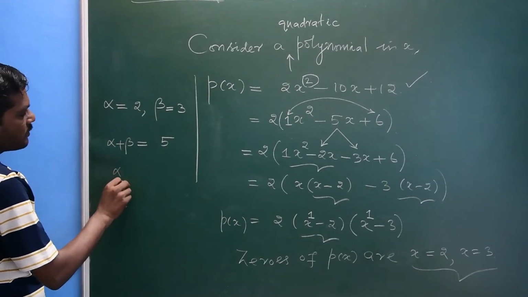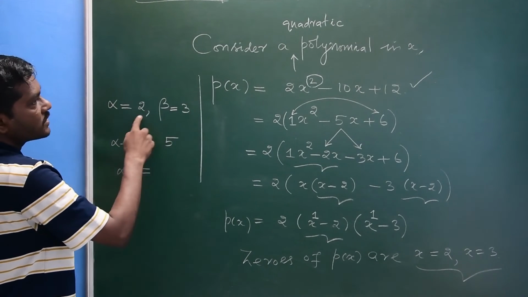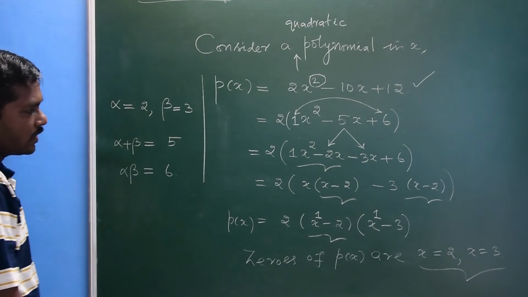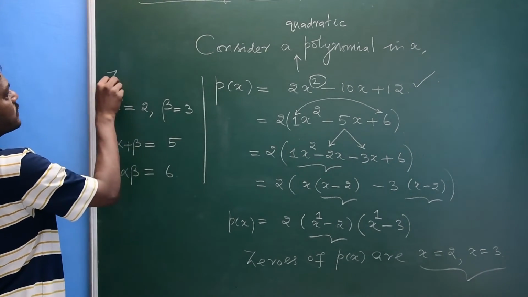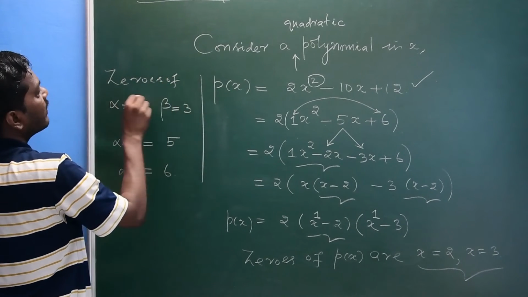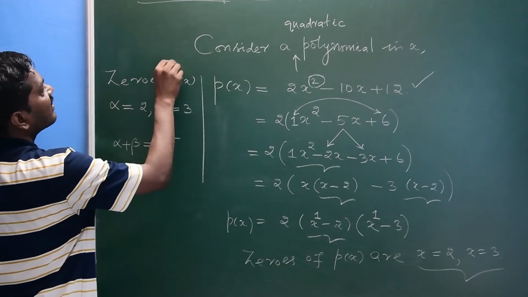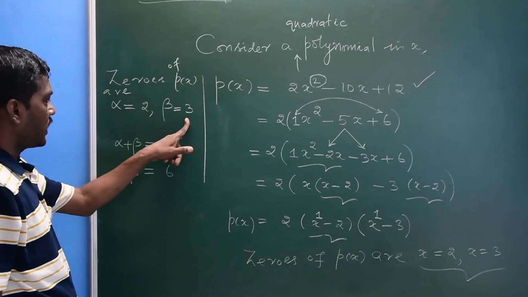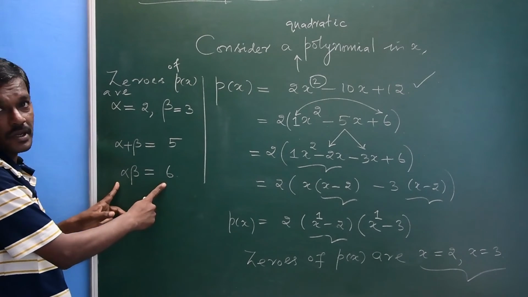And alpha times beta, the product of the zeros, is 6. So when you add these two zeros, the zeros of p of x are alpha is equal to 2, beta is equal to 3. When you add these two, what you are getting is 5. When you multiply them, what you are getting is 6.